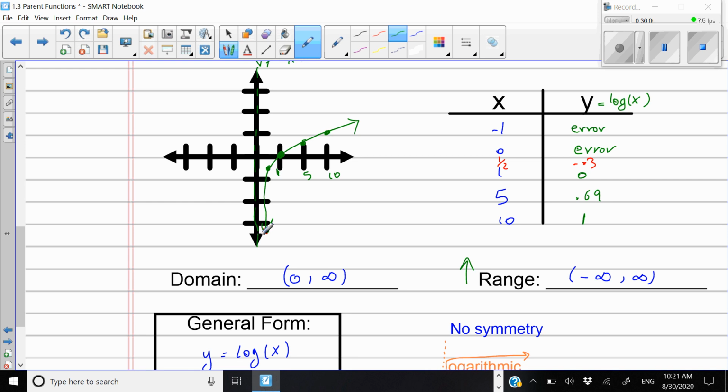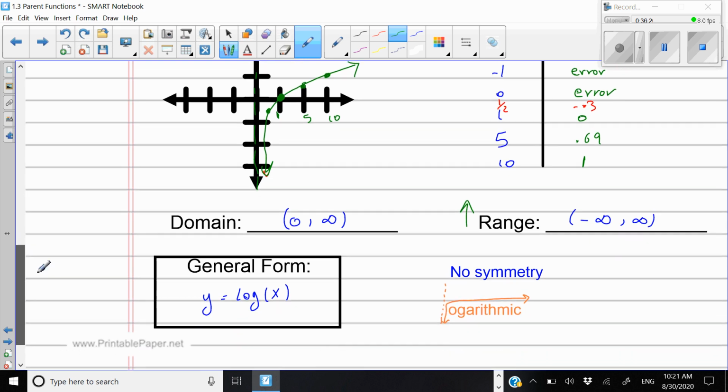For the range, I move from bottom to top. It's covering all the y values, and it's going to continue from both sides. So it's negative infinity to infinity. And there is no symmetry here. And the last is the little trick. I use the L in log in this form to help you remember the form of the graph.